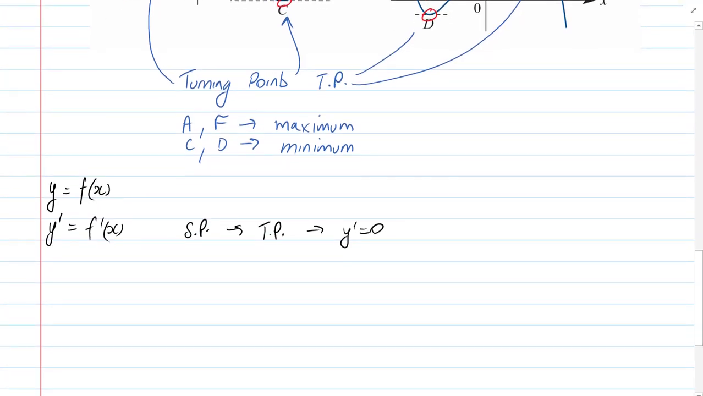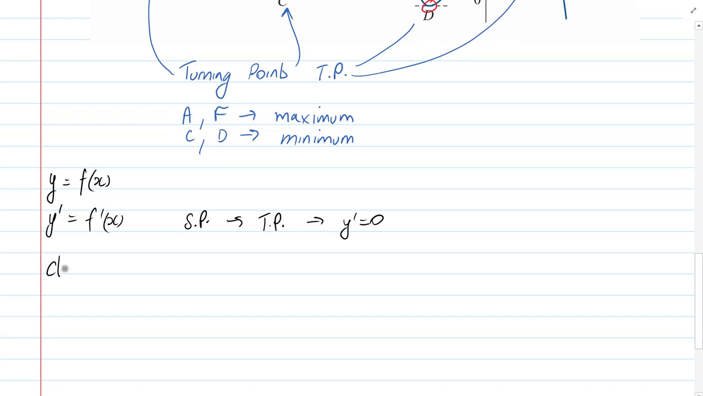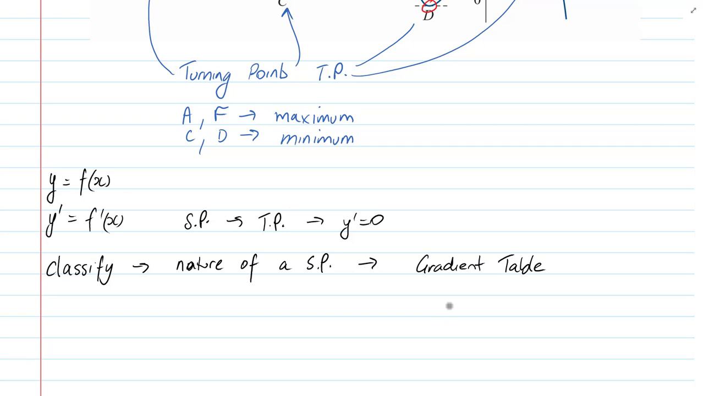The other thing is you might need to classify your stationary points. So to classify, and sometimes this is called finding or determining the nature of a stationary point. So there are 2 ways to determine the nature of a stationary point. The first way is to do a gradient table, which I'll talk about predominantly today. So a gradient table looks at what is the gradient as we approach the stationary point from below, and what is the gradient as we approach the stationary point from above, and what shape does that form.